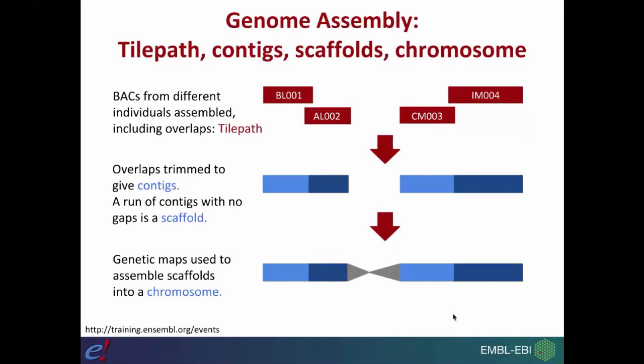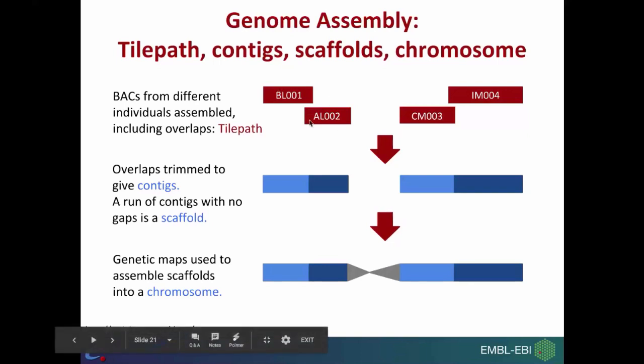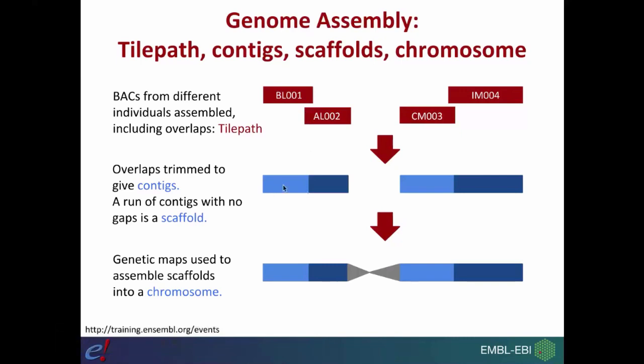So now if we take these tile path tracks with the BACs and trim away these overlaps, we find the contigs. We can see the contigs, and these are shown in Ensembl in alternating light and dark blue colors. And then a run of contigs without any gaps is known as a scaffold. And in the final step, we use genetic maps to assemble these scaffolds into whole chromosomes, such as this one.